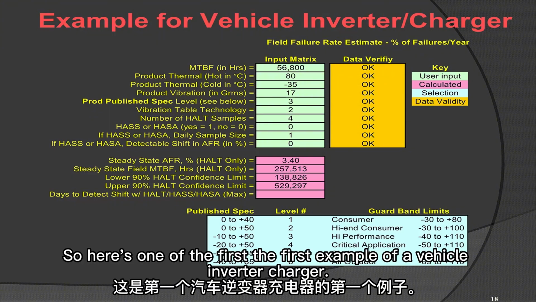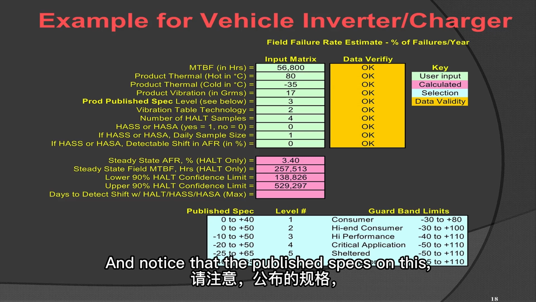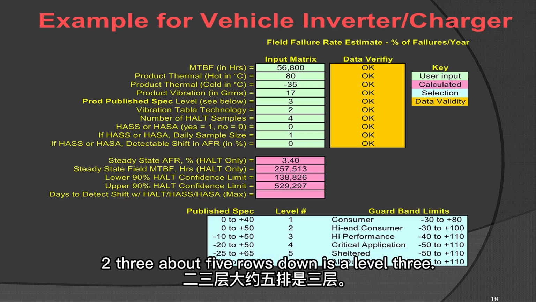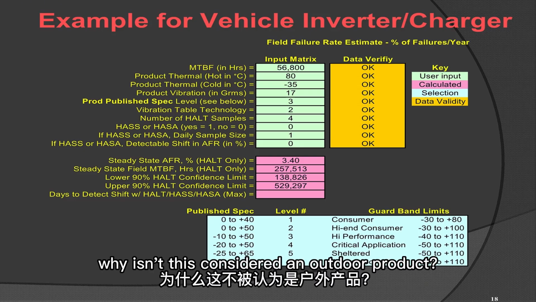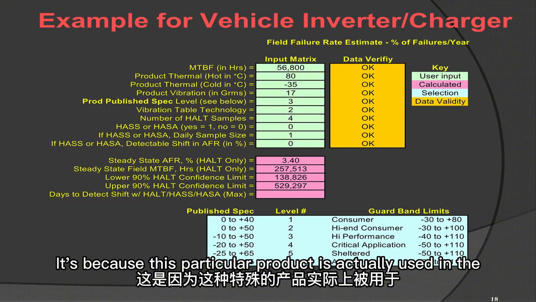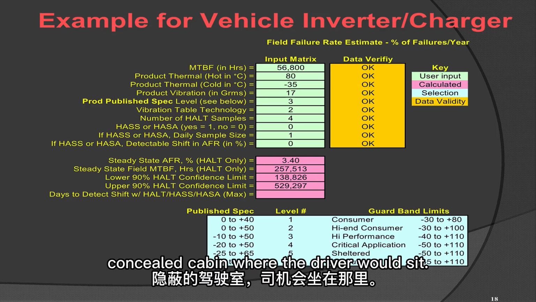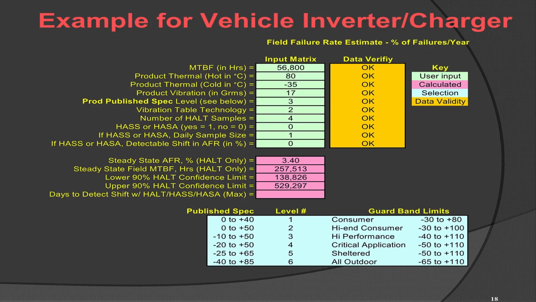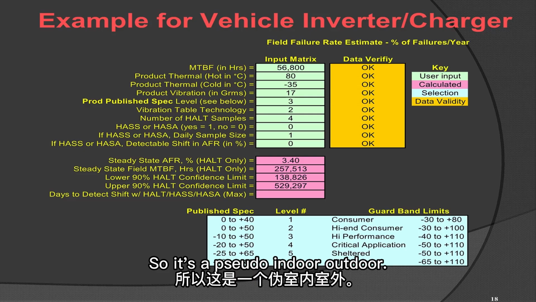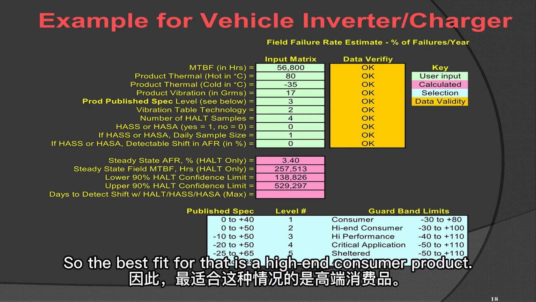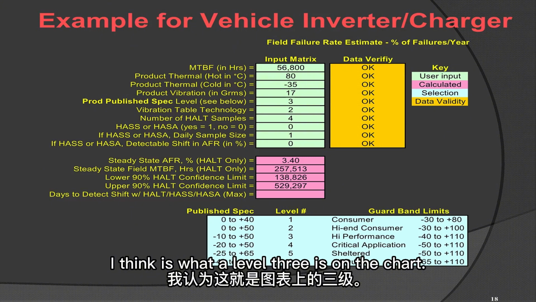So here's the first example, a vehicle inverter charger. And notice that the published specs on this, about 5 rows down, is a level 3, and you'll say, well, why isn't this considered an outdoor product? It's because this particular product is actually used in the concealed cabin where the driver would sit. So it's a pseudo indoor-outdoor, so the best fit for that is a high-end consumer product, which is what a level 3 is on the chart.